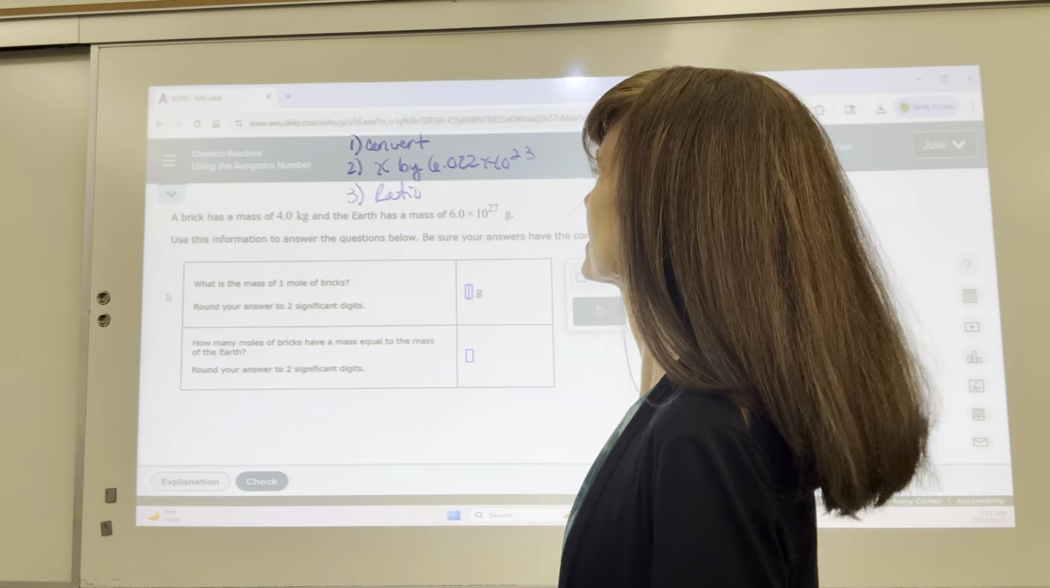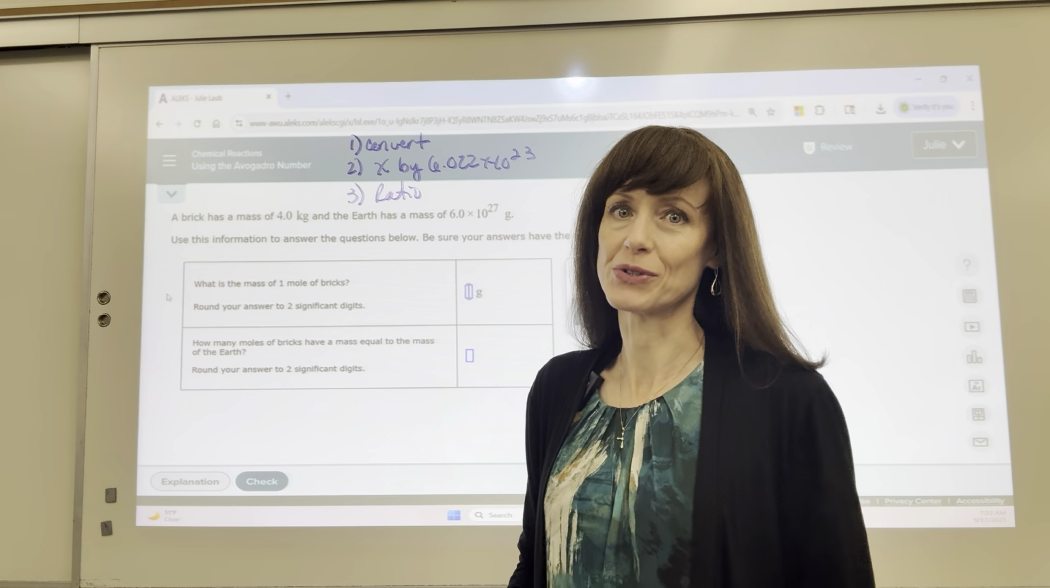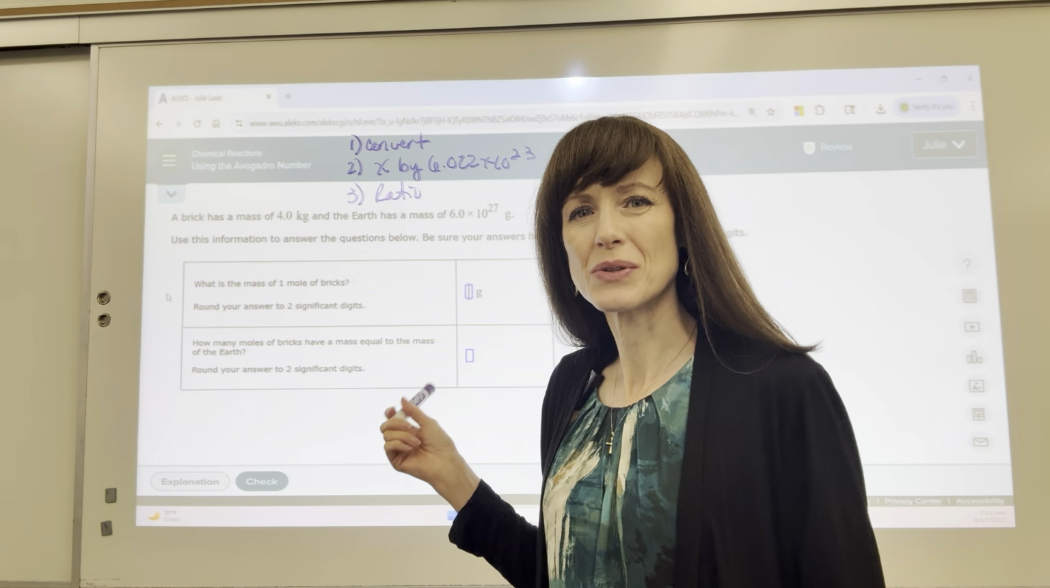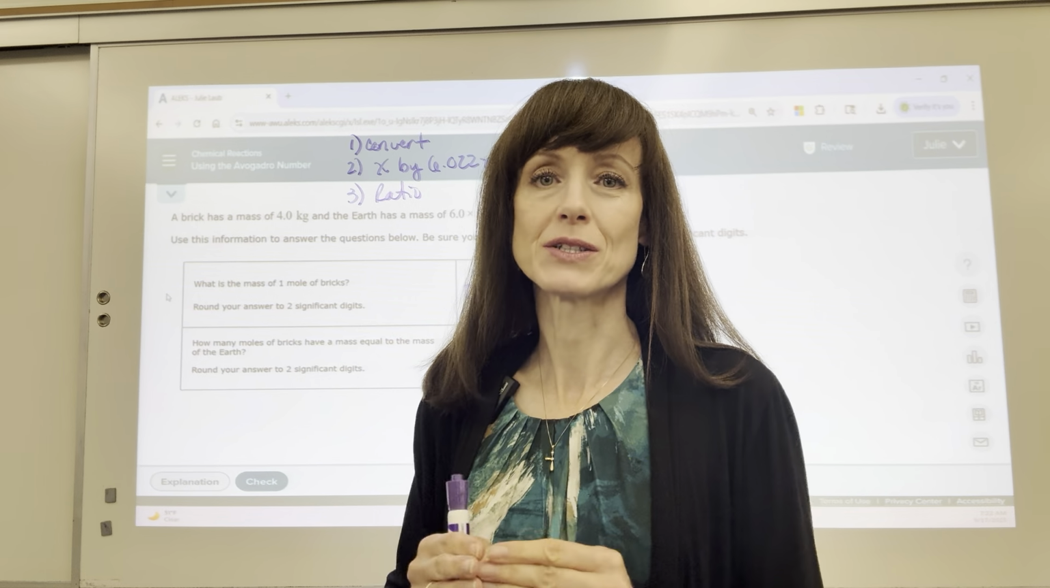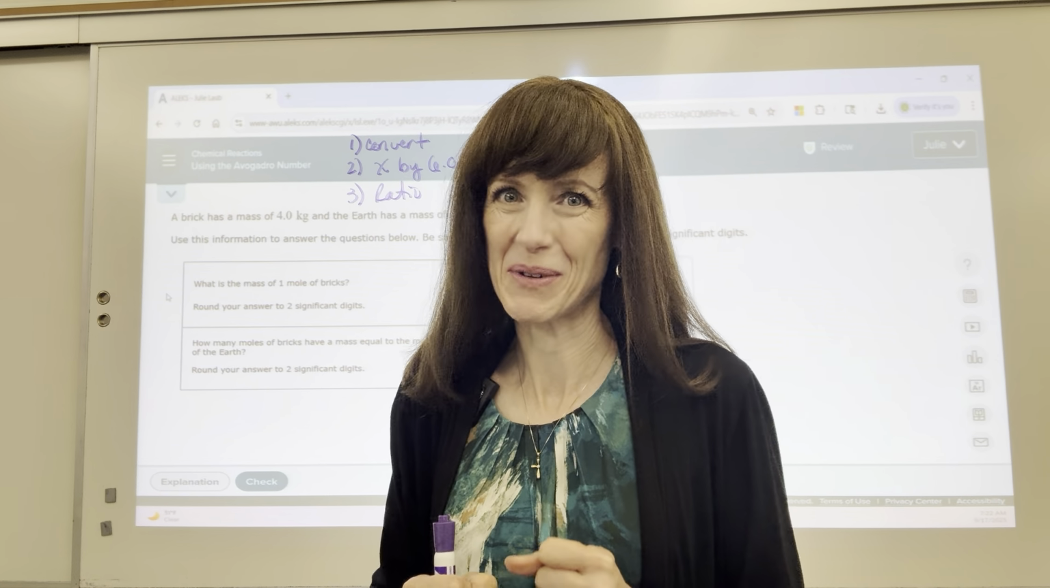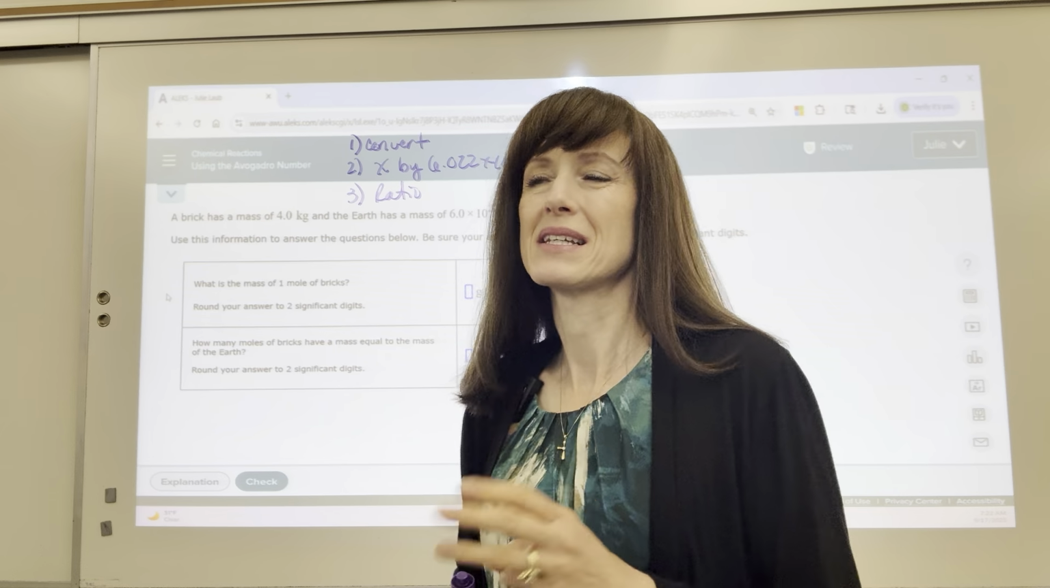Today we're going to do the ALEKS topic using the Avogadro number. I'll let you know, my students tend to struggle on this. I'm going to try and simplify it as much as possible. We'll think our way through it, okay? Here are the three basic steps.